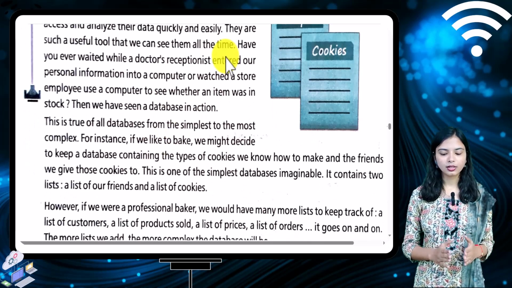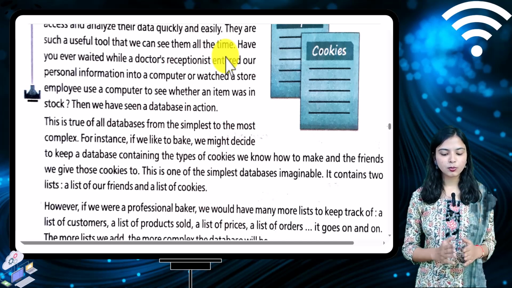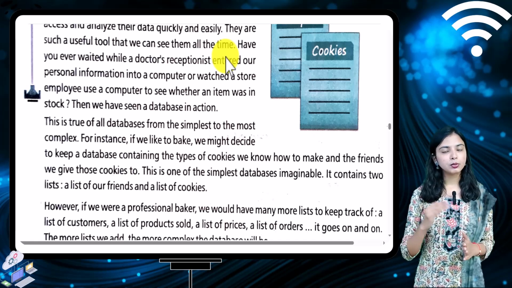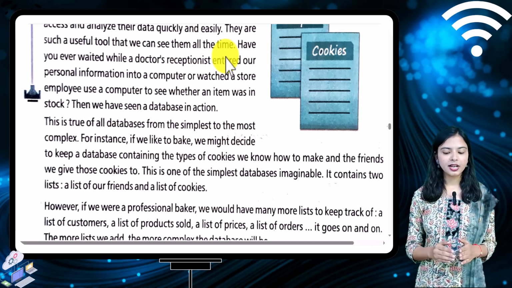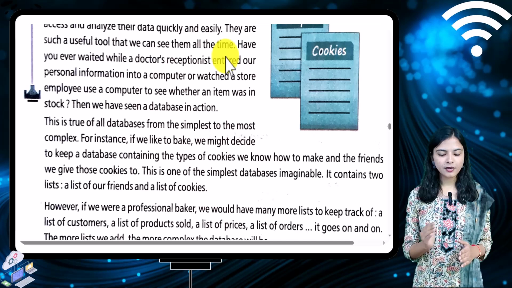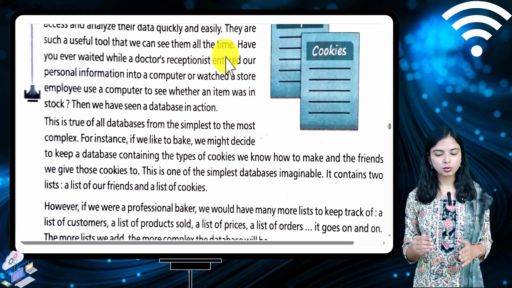This is true of all the databases from the simplest to the most complex. Okay, so databases can be the simplest or the most complex. For instance, if we like to bake, we might decide to keep a database containing the types of cookies we know how to make, and the friends we give those cookies to. Okay, this is one of the simplest databases imaginable.